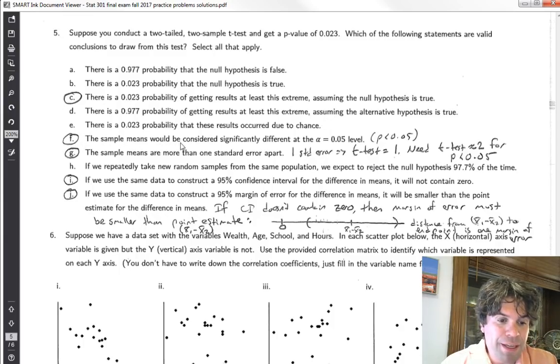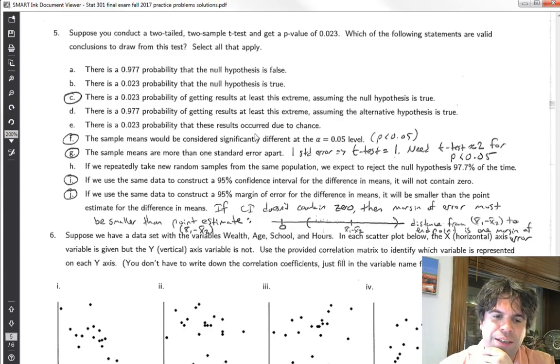F, the sample means would be considered significantly different at the alpha equals 0.05 level. Yes, indeed, that is true. I got a p-value less than 0.05. That means I'm going to say these means are significantly different from each other. G, the sample means are more than one standard error apart. This is a tough one. It's correct. There's actually two ways of thinking about this.